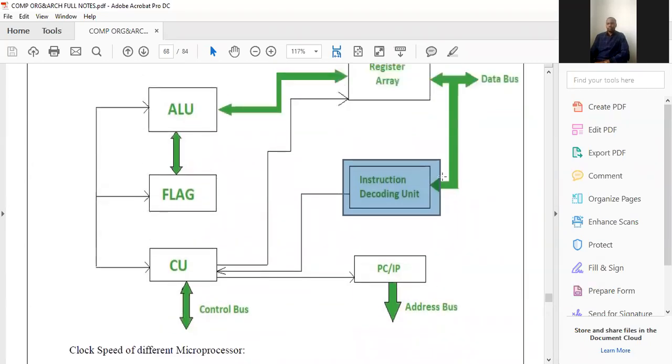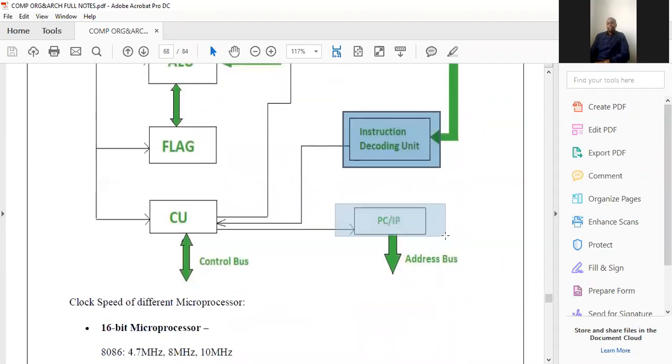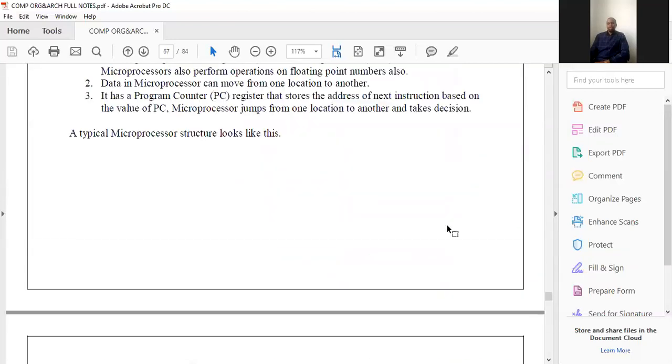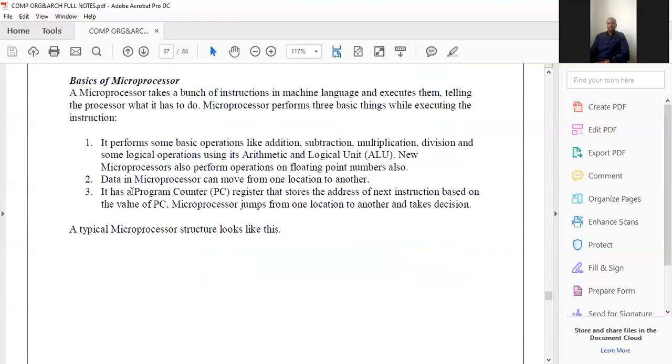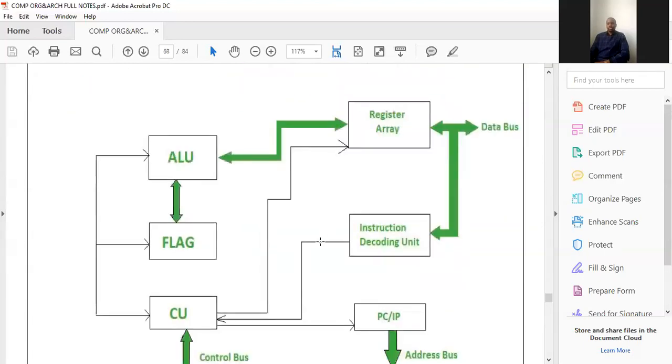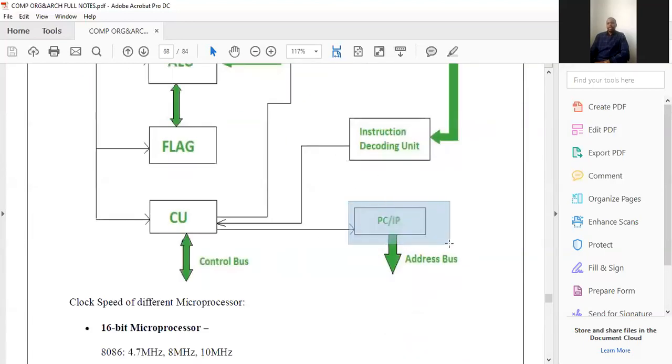Okay. And there is what we call the PC stroke IP. Now we've looked at the PC here, the program counter register that stores the address of the next instruction. So basically this region of the CPU, its work is to store the address of the next instruction that waits to be processed, okay?